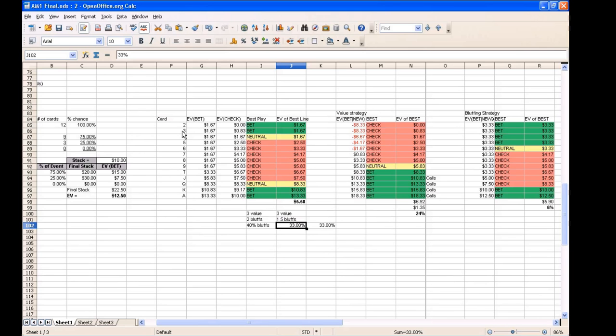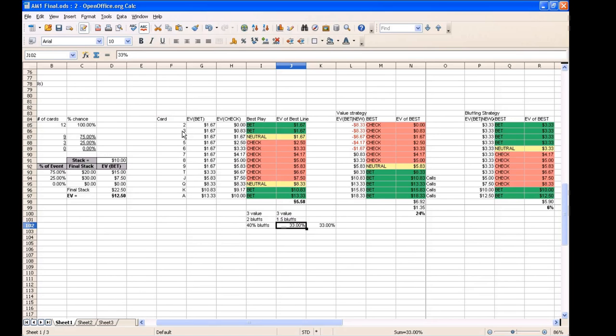Now, how would you do this at the table? If you've read Theory of Poker by Sklansky, his idea is go by the second hand on the clock. So if there's a clock on the wall and you're playing in a tournament or something, then if the second hand is between 0 and 30, then you should bluff. If it's between 31 and 0, you should not bluff. Kind of silly.